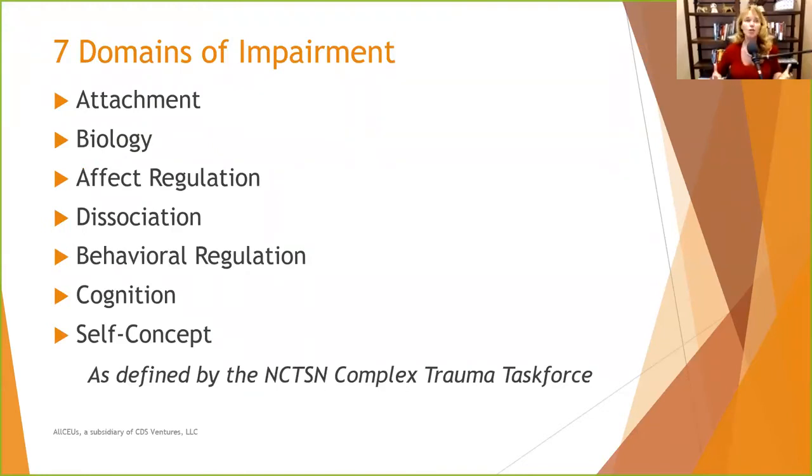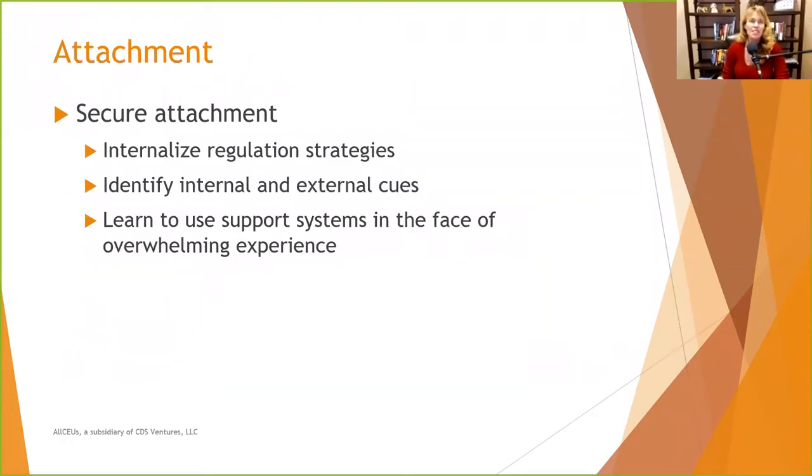So this exposure to trauma, this exposure to adverse childhood events or experiences, comes out with 7 domains of impairment: attachment, biology, affect regulation, dissociation, behavioral regulation, cognition, and self-concept. So we're going to go through each one of those. Attachment is the big one.